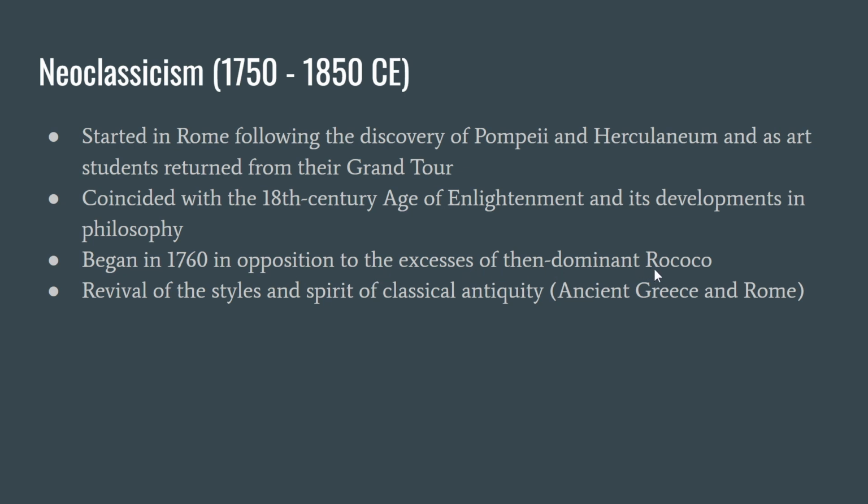So Rococo was frowned upon by a lot of people during that time because, well, it was tacky, and a lot of people thought it was ugly, and it was also French propaganda. It didn't represent everyone. It just represented the aristocrats and the nobles and their fancy lunch with ham. So Neoclassicism is a revival of the styles and spirit of classical antiquity, which is ancient Greece and Rome. So they decided to bring all of that back.